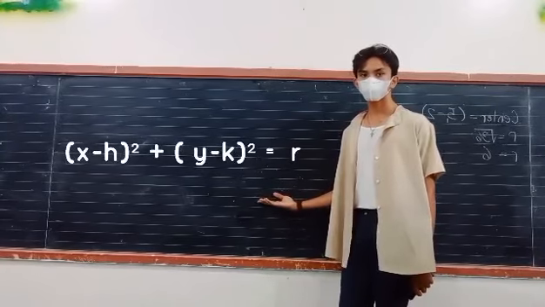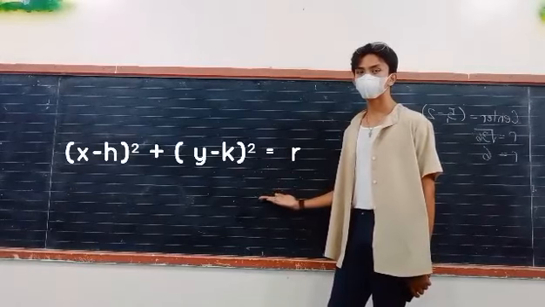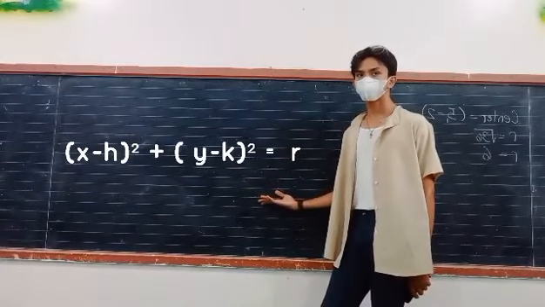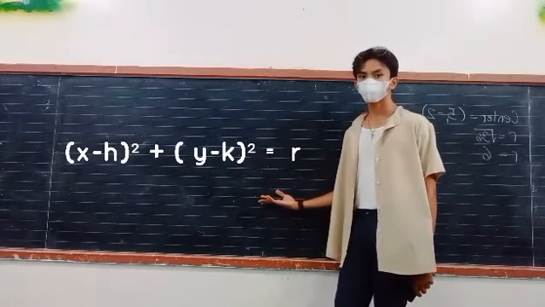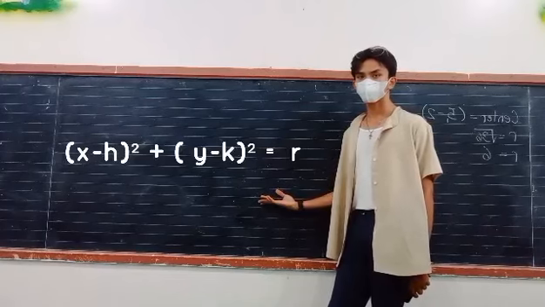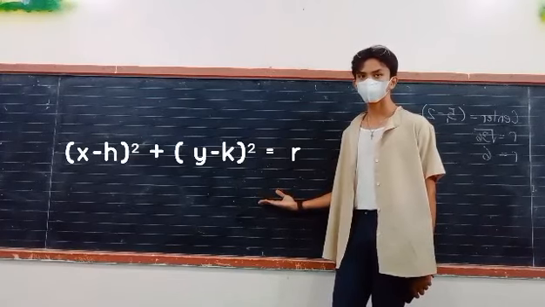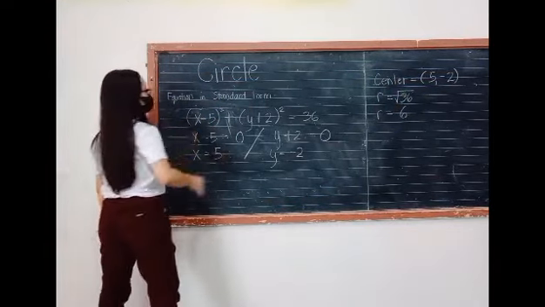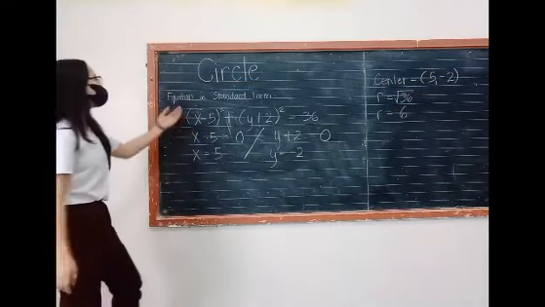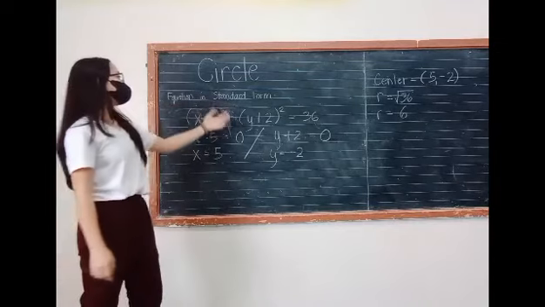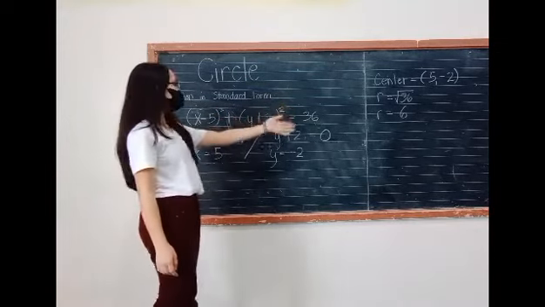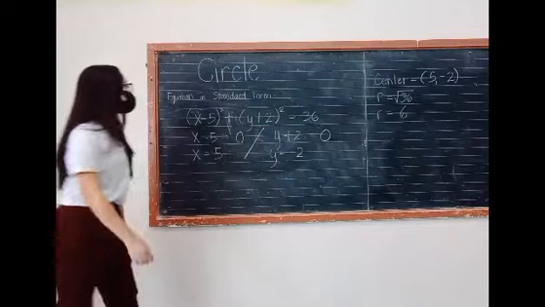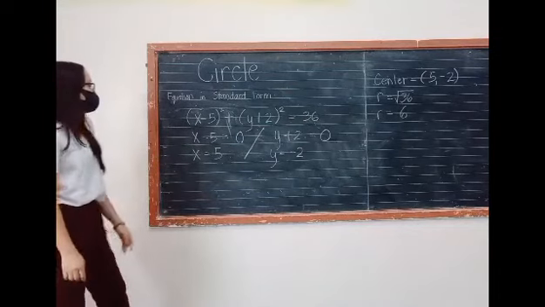Our formula for a circle in standard form is (x minus h) squared plus (y minus k) squared equals r squared. Circle equation in standard form: (x minus 5) squared plus (y plus 2) squared is equal to 36. This is the standard form.